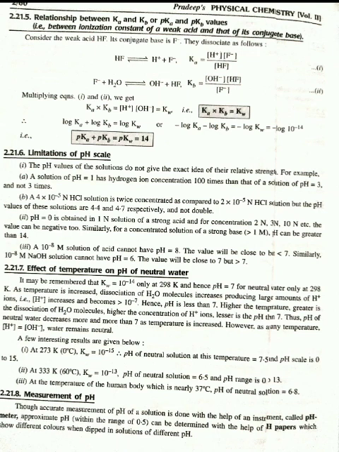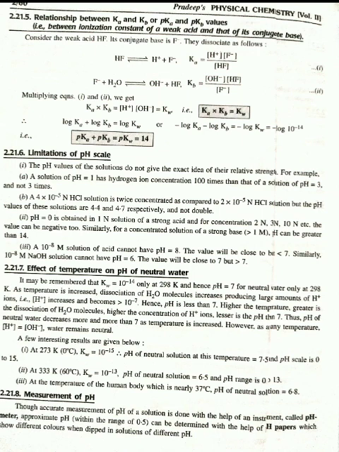Next, heading 2.21.7, effect of temperature on pH of neutral water. It may be remembered that Kw = 10^-14 only at 298 Kelvin, and hence pH = 7 for neutral water only at 298 K. As temperature is increased, dissociation of H2O molecules increases, producing a large amount of H+ ions, that is, [H+] increases and becomes greater than 10^-7. Hence pH is less than 7. Higher the temperature, greater is the dissociation of H2O molecules. Higher the concentration of H+ ion, lesser is the pH than 7. Thus, pH of neutral water decreases more and more below 7 as temperature is increased. However, at any temperature [H+] = [OH-], so water remains neutral.